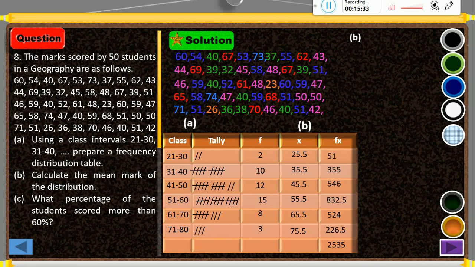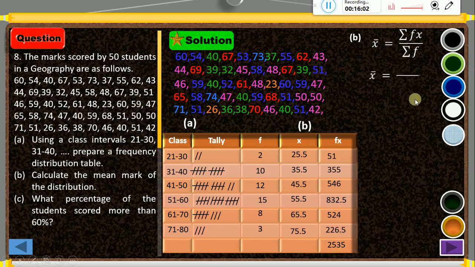2,535. Then we are now in place to calculate the mean. Now the formula for the mean of a group distribution is given by summation of the product of frequency and the class center divided by the summation of frequency. Now you can see the summation of the frequency and the class center is 2,535. Then the total frequency is 50 as we have in the question.